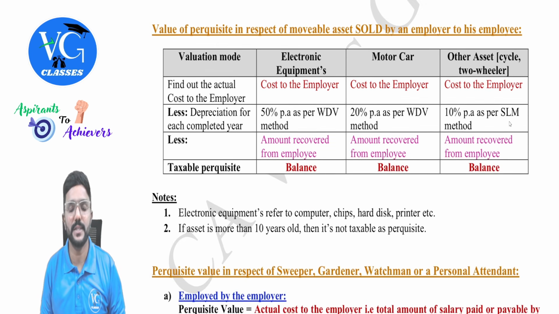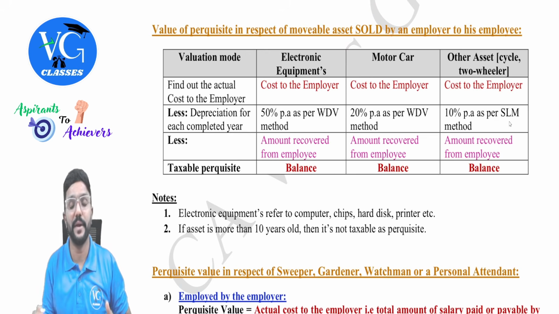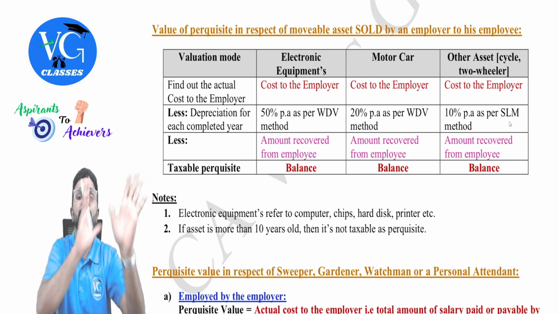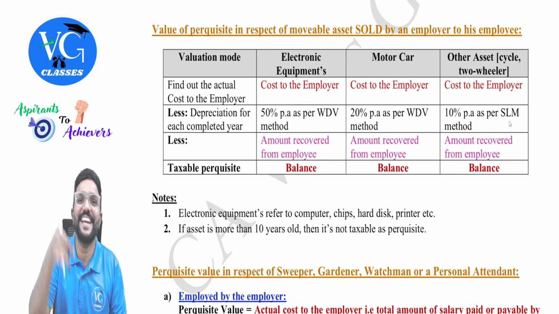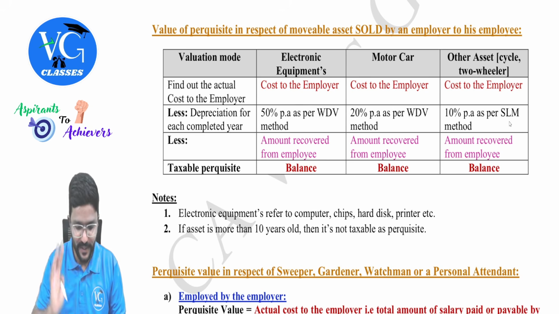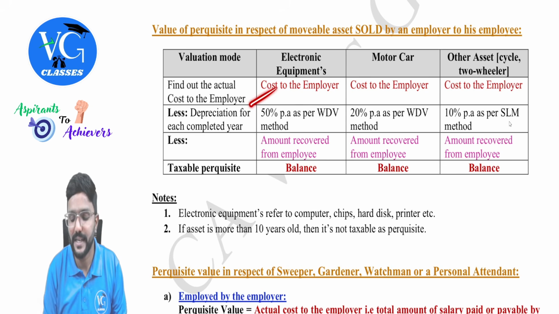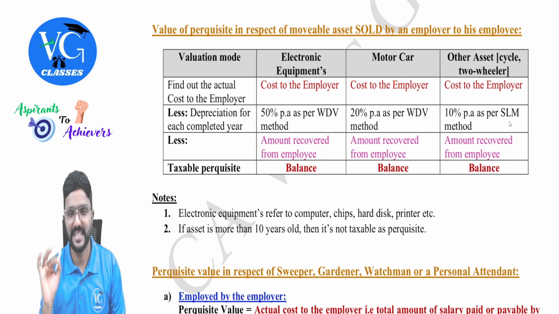Okay. Sir, what if an asset is sold by the employer to the employee? The ownership, risk and reward is transferred from employer to employee. And obviously, if the employer has to sell it, first he should own it. He cannot take it on rent and sell it, guys. Okay. So in that case, first calculate the cost of the asset to the employer.